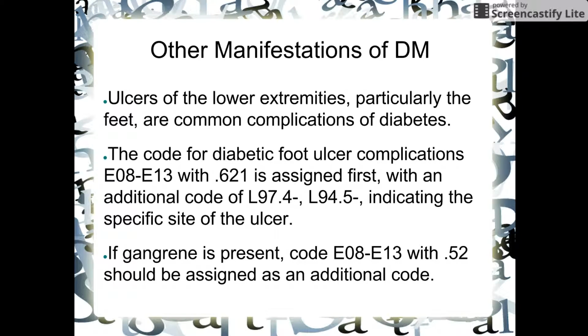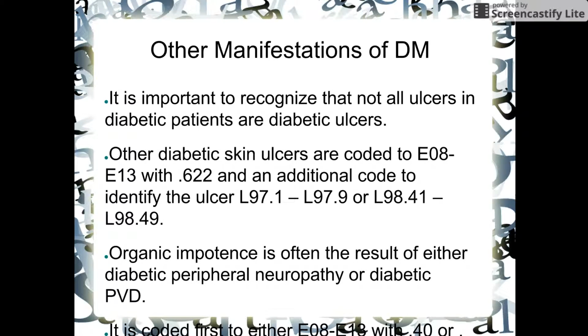Ulcers of the lower extremities, especially the feet, are a common complication of diabetes. E08 through E13, .621 is diabetic foot ulcers. Code first the diabetic foot ulcer with an additional code of the specific site. You'll use L97.4 with a fifth digit, L97.5 with a fifth digit to specify which side of the foot or leg. If gangrene is present, use .52 as an additional code.